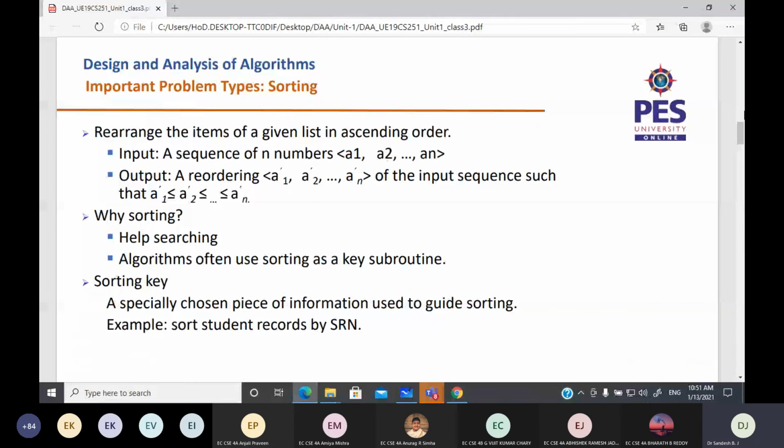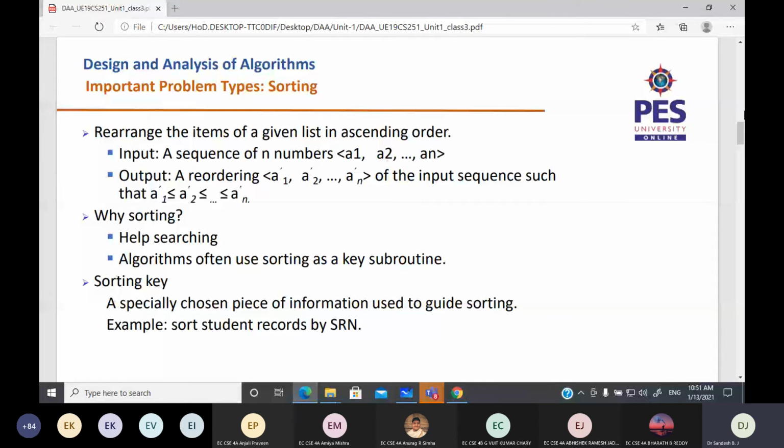So the first problem type is sorting. What is sorting? Given a list of unordered elements, you should reorder it in either ascending or descending order. So why do we do sorting? It helps in searching. For example, if you wanted to sort the student records according to their USN, the USN becomes the key here. Using the key value, we are going to sort the records.